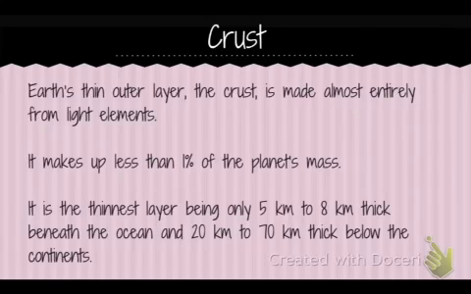Looking at the crust, the Earth's thin outer layer is made almost entirely from light elements. It makes up less than 1% of the planet's mass, so it's really not a huge piece of the puzzle, which is why we say that the majority of the geosphere is on the inside, not on the outside. It's the thinnest layer. It can be only 5 to 8 kilometers thick below the ocean, and between 20 and 70 kilometers thick below the continents.